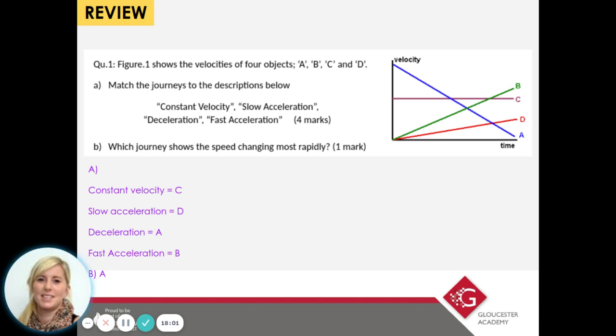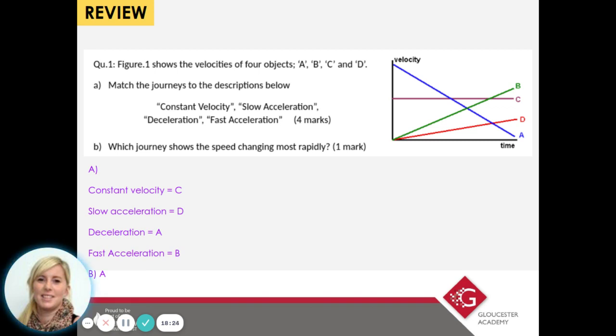And again, I seem to have made another mistake now. Which journey shows the speed changing most rapidly? I don't know why I wrote A, because, oh, actually, no, it is A. Of course, it's got the steepest line, sorry, no, it is right. A has got the steepest line, it just happens to be a down line, so A is actually steeper than B. Sorry, I was just looking at it thinking, why is the answer not B?